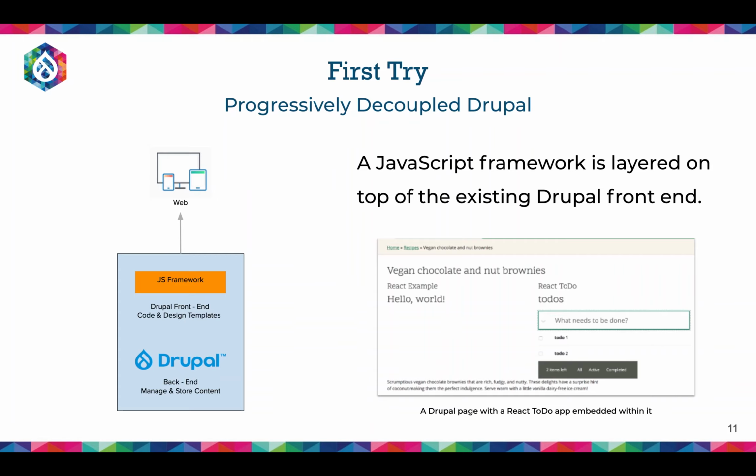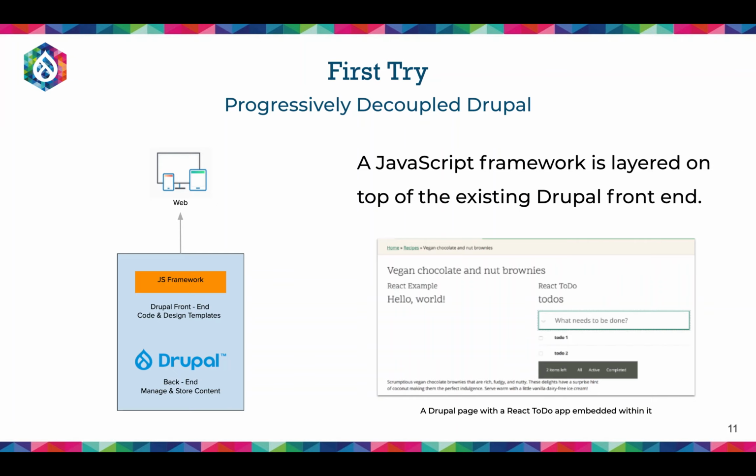So we took this approach of progressively decoupling, which essentially is very similar to a traditional Drupal implementation, but you can add a JavaScript framework layer on top of Drupal's front end engine, right? So what that means is your Drupal is still responsible for routing and for generating the page, but within the page you could have some components that are being generated via, for example, a React application, or you could even have the entire content coming in from a React application.